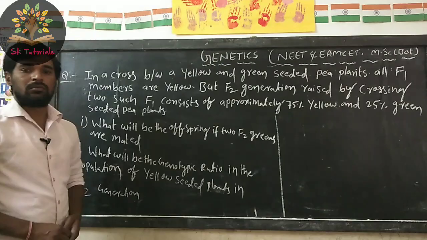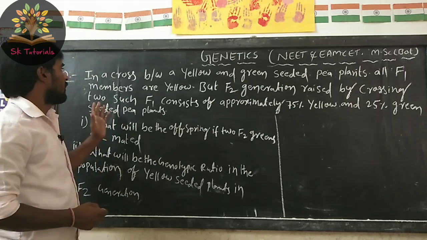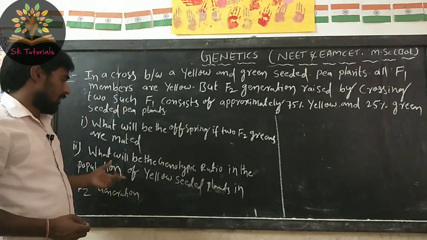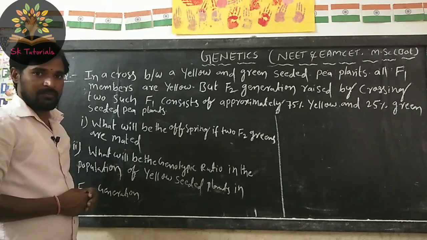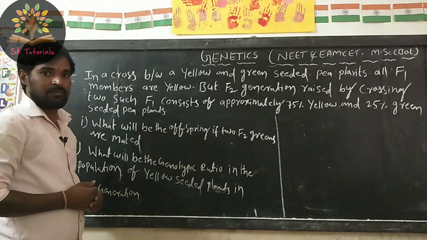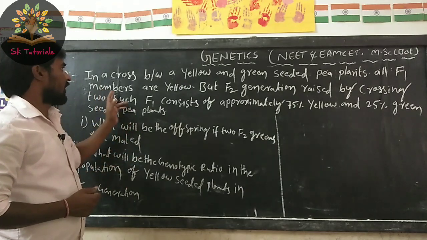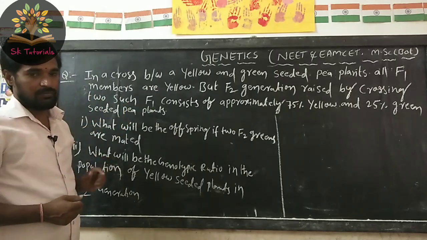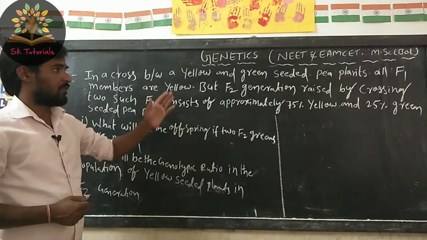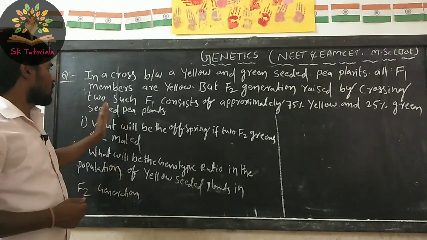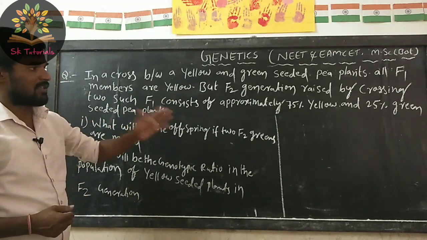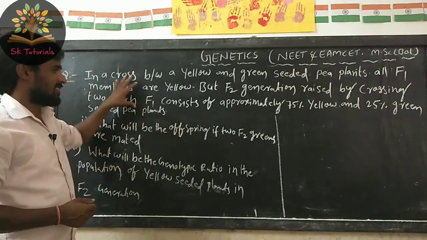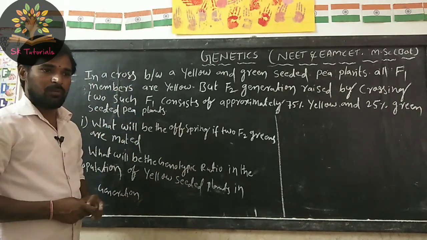Okay? So, the next question is this sentence. Based on this sentence, he has given 2 questions here. First, we have to understand the question. In a cross between a yellow and green seed pea plants, all F1 members are yellow as usual. But the F2 generation arises by crossing 2 such F1s, and consists of approximately 75% yellow and 25% green seed pea plants as usual. This sentence belongs to the monohybrid cross.